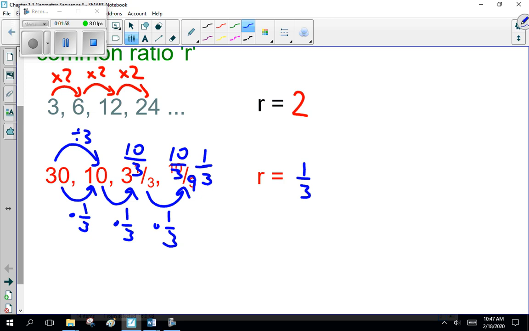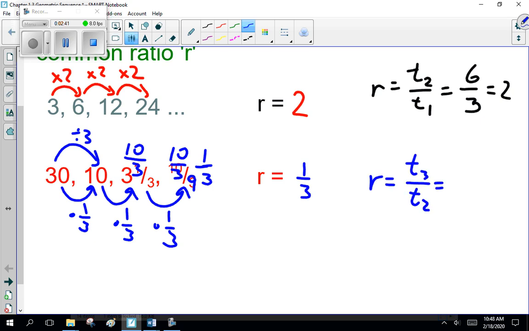Now, I want you to note here something quite important. R is always one term divided by the term before it. Traditionally I go T2 divided by T1 because those are small numbers. So this would be, in this case, 6 divided by 3, which is 2. Now, I will point out I don't have to use the second term and the first term. Particularly down here, the numbers are getting smaller and smaller in the second one, but I can still do that anyway. Any term divided by the term before it.